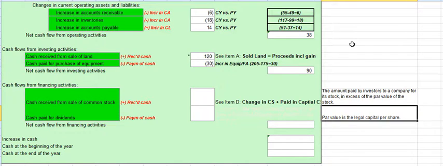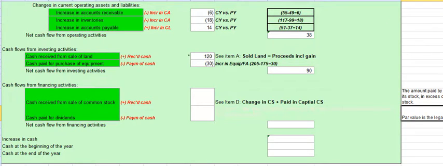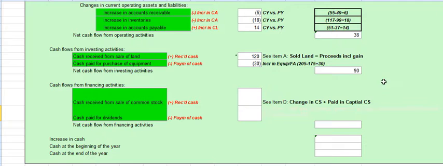And then the par value, if you're not already familiar with it, par value is the legal capital per share that we decided whenever we started our business what the legal value per share was going to be. So that's the information that I wanted to share with you on this.